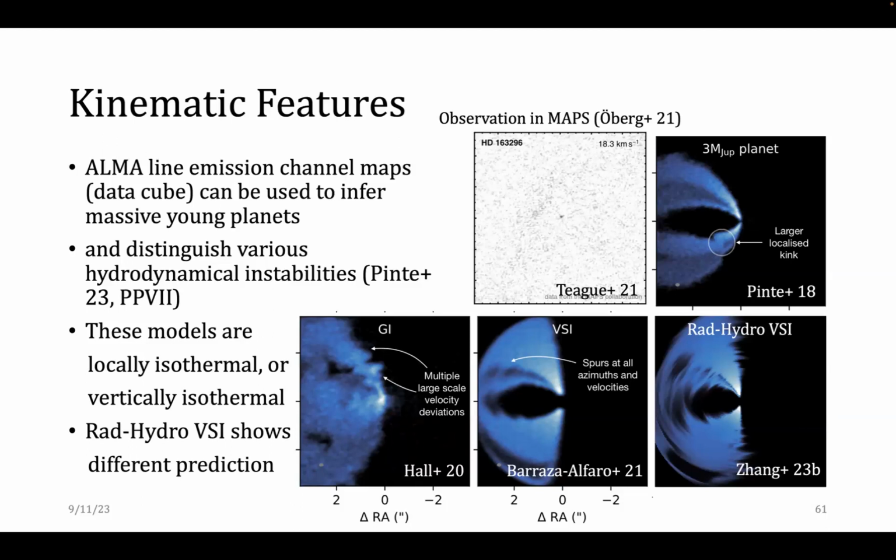So what's the prediction from our radiation hydro simulation for VSI? It is something like this. I did not go over the sophisticated synthetic observation for these two images, but you can see the point. First, you can see the burst features, but you can also see some large-scale velocity deviation here. So this means if you want to make very realistic predictions for observations, you really need to treat your disk thermal structure self-consistently.